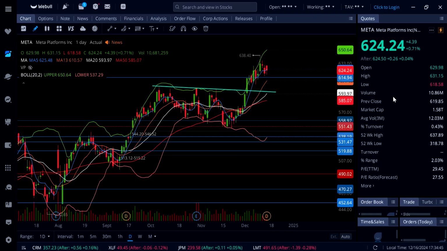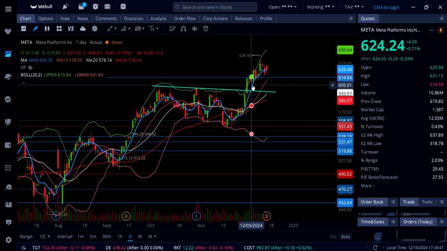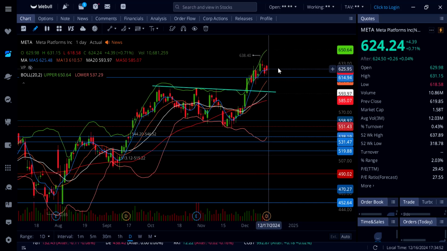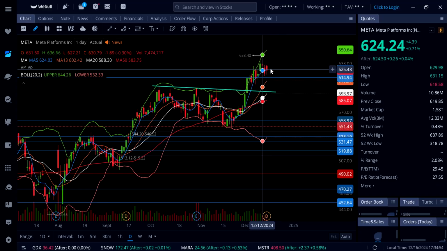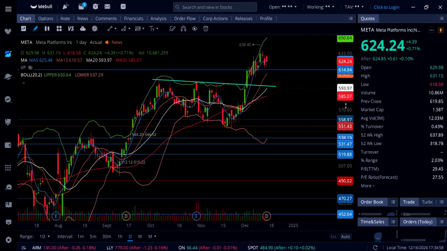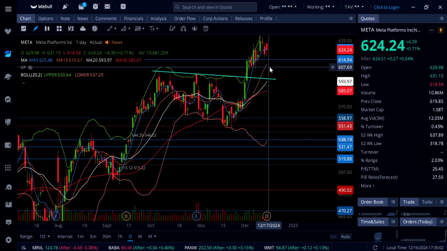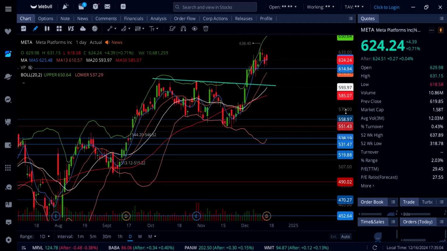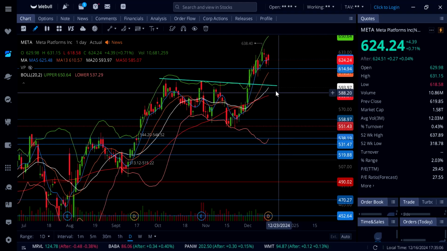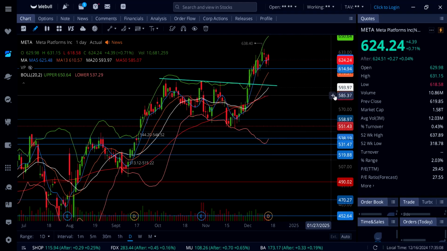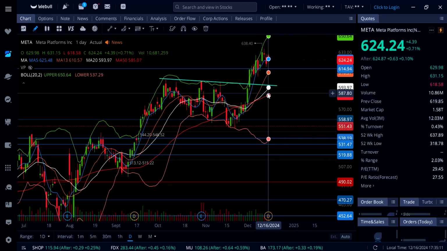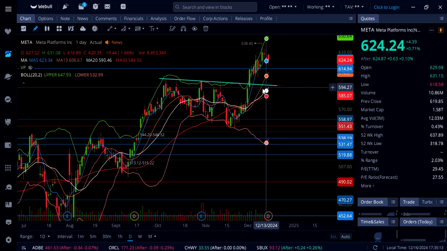On Meta, it's up 0.71% and now it's trading slightly under the 625.48 5-day moving average. If this thing cannot get over that level, it's not heading higher. In that case, watch out for the support at 615. Under 615, we also have support at the 13-day moving average, 610 to 611, and then critical support down here at 598 to 600, and then 594, also the 20-day moving average, which is rising.